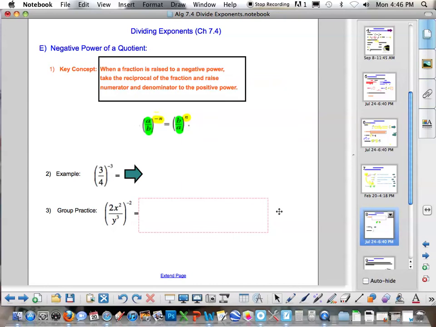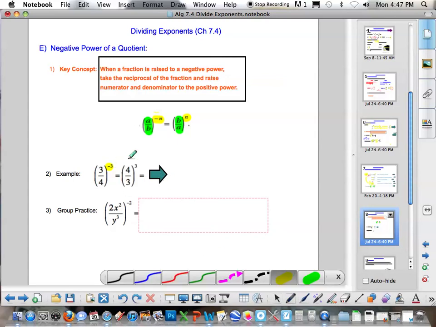Okay, let's do an example. 3/4 to the negative third power. I really want to get rid of that negative exponent. I don't like negative 3 there. So, what can I do to change it? Well, I can flip 3/4 to 4/3. 3 over 4 becomes 4 over 3. And lo and behold, my negative 3 becomes a positive 3.